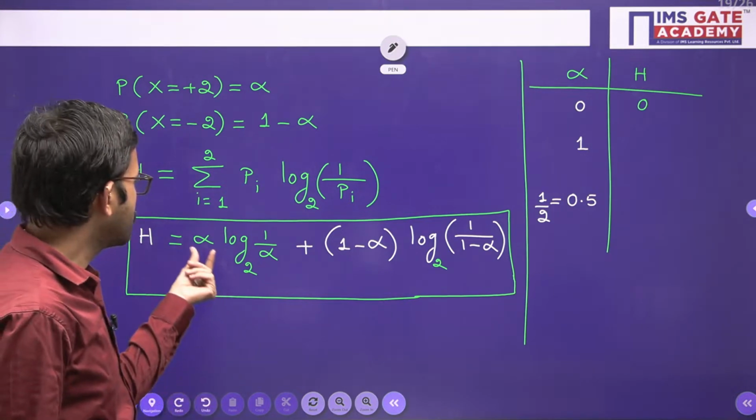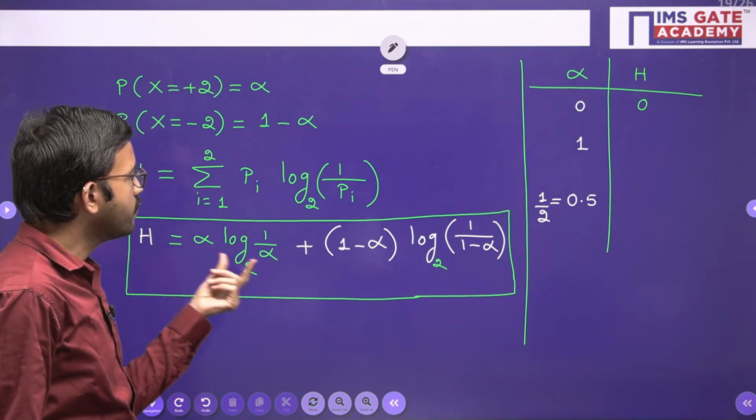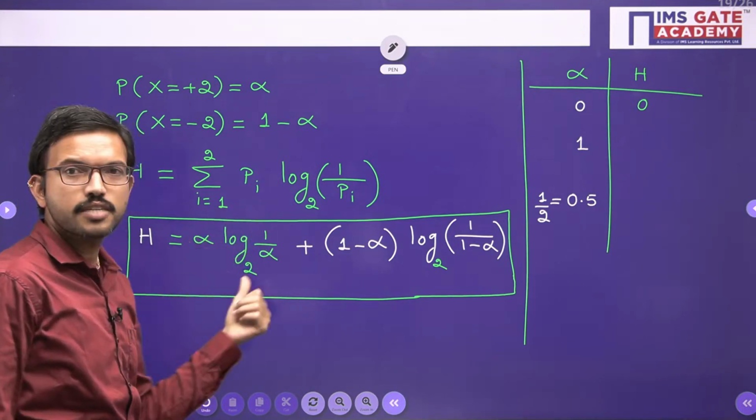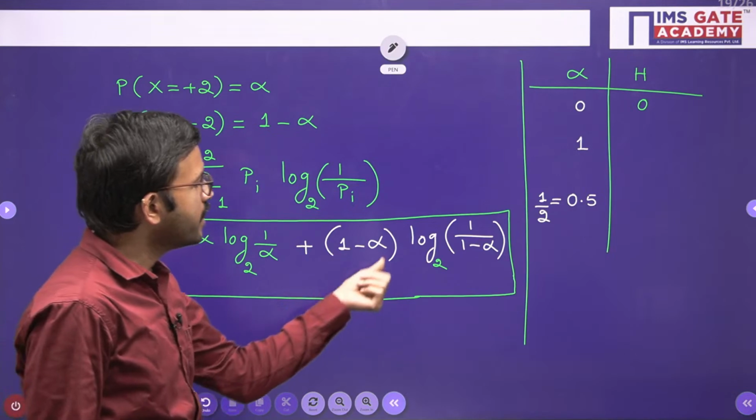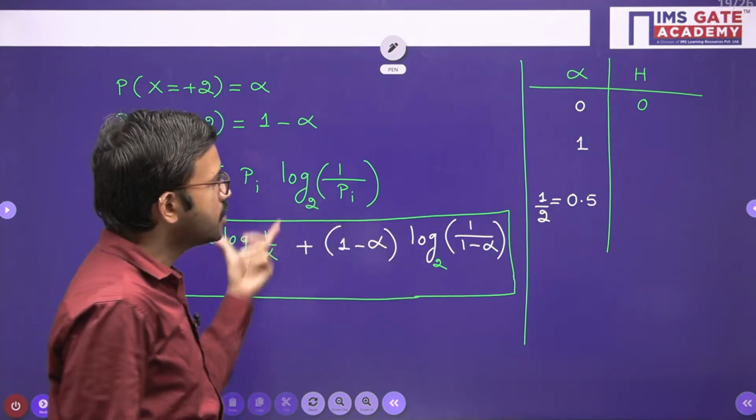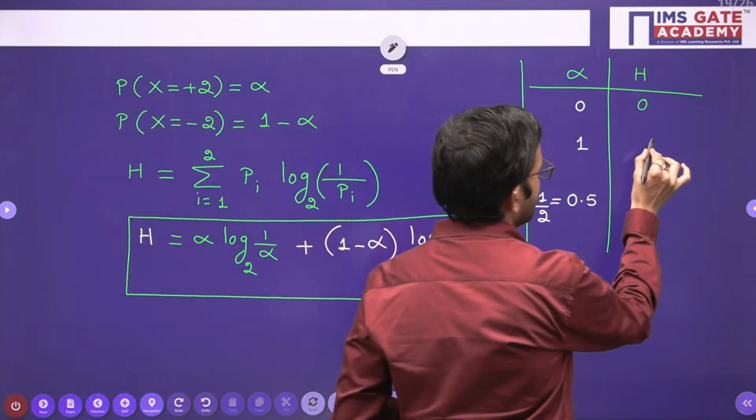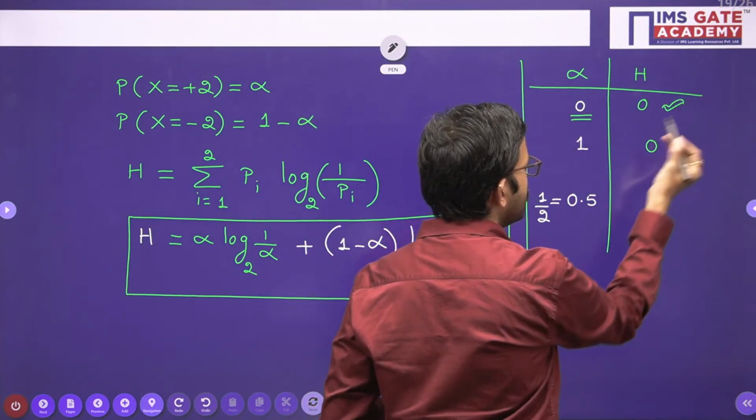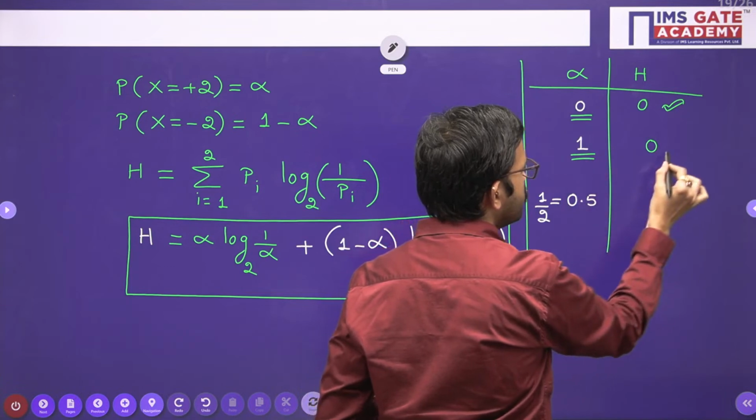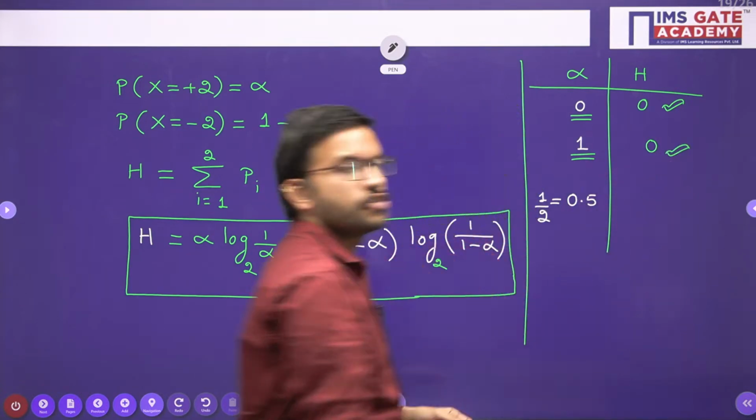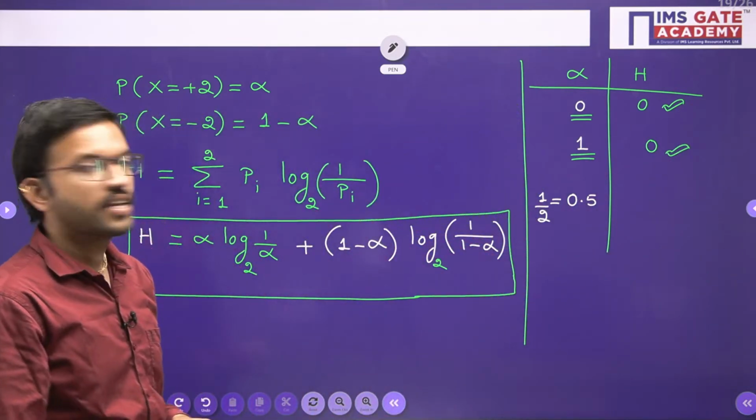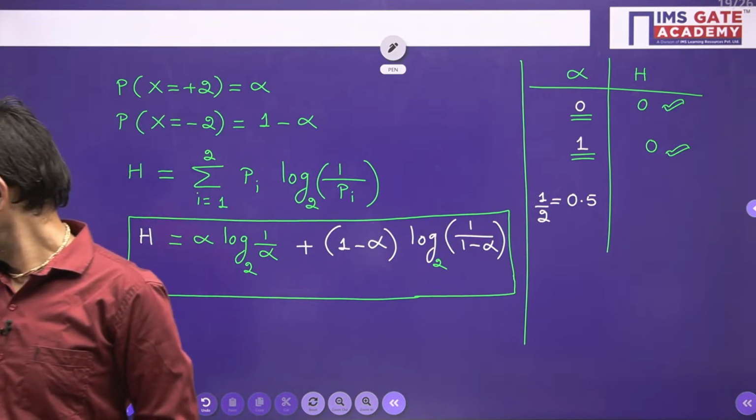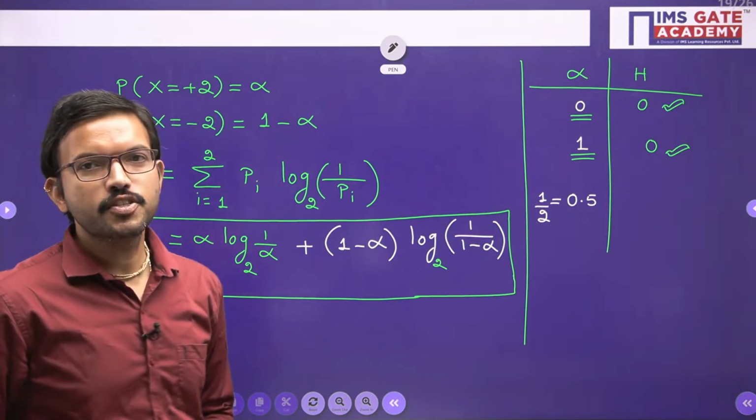Yes, you can substitute here alpha value 1. Alpha value 1, log 1 by 1. Log 1 is nothing but 0. Here 1 minus 1 is 0. Overall term you are going to get 0. So when you have considered alpha value 0, that time output or entropy value is 0. When you have considered alpha value 1, that time also entropy you got 0. Yes, very good Manoj, very good.